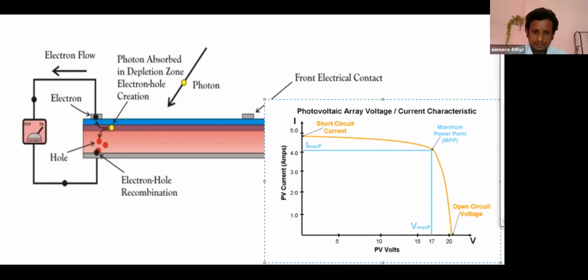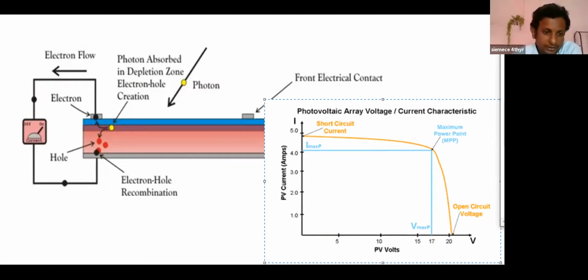And you can see the maximum short circuit current, and then it goes down to the open circuit voltage. Observe all these things in the diagram. The material to develop this PN junction solar cell can be silicon.